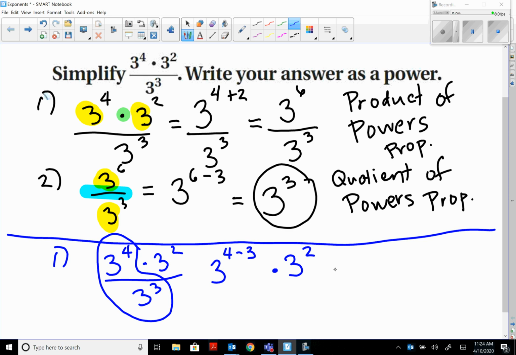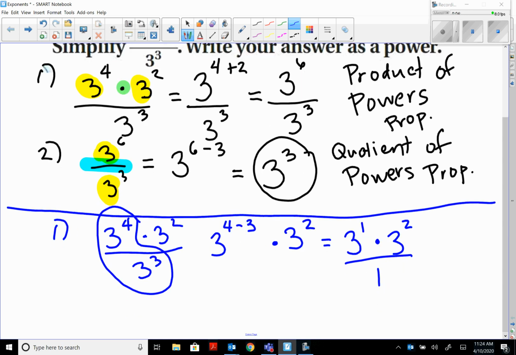3 to the 4th power divided by 3 to the 3rd power is the same thing as 3 to the 4th minus the 3rd. And I know that 3 to the power of 4 minus 3 is 3 to the 1st power. So now I have 3 to the 1st power times 3 to the 2nd power. I don't have anything in my denominator anymore, unless you want to leave it as a 1, but you don't have to. So that was the quotient of powers property.